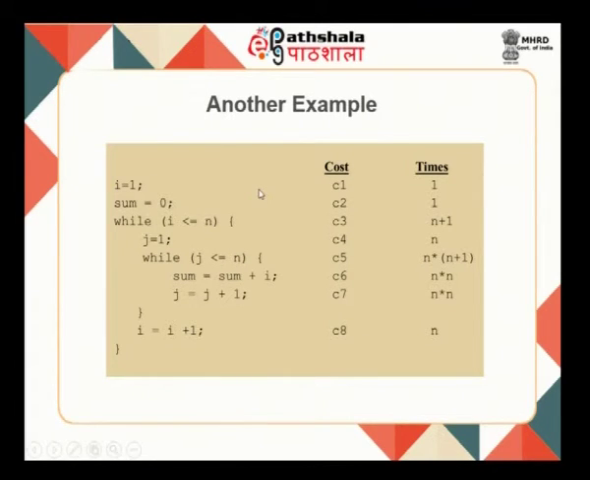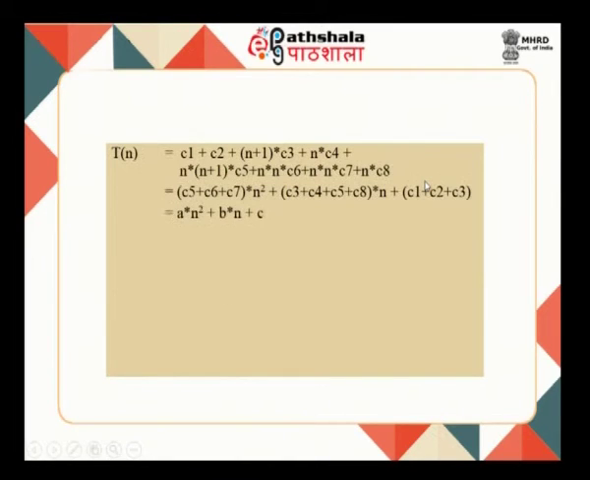This is another example. Again, for every operation we are assigning a cost. We are seeing how many times it is getting executed. Finally, we multiply this cost with the number of times to get this sort of expression. When we simplify that, T of n is going to be in terms of this particular expression.